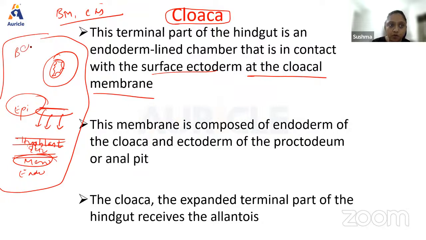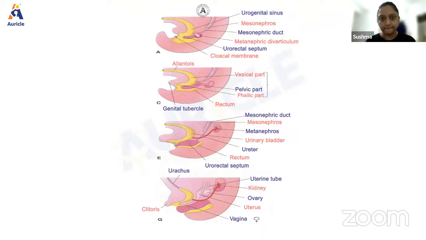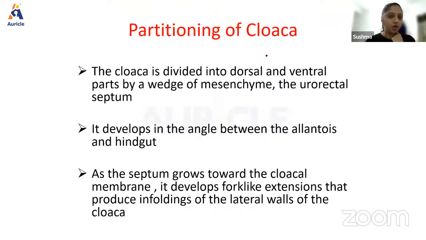Buccopharyngeal membrane forms the oral cavity, whereas cloaca forms the anal region. Now this membrane is composed of endoderm of cloaca and ectoderm of proctodeum or anal pit. See how you can correlate things. This is the beauty of embryology. Whatever we learned in general embryology is just the advanced version. Please do these correlations, guys. It becomes very easy. Then the cloaca, the expanded terminal part of the hindgut, receives the allantois.